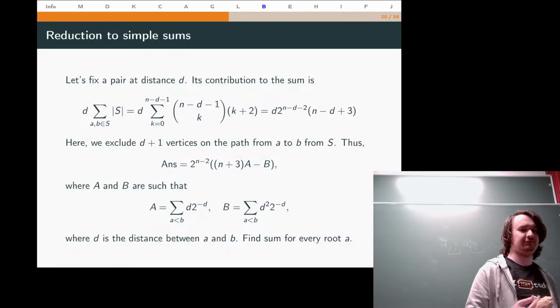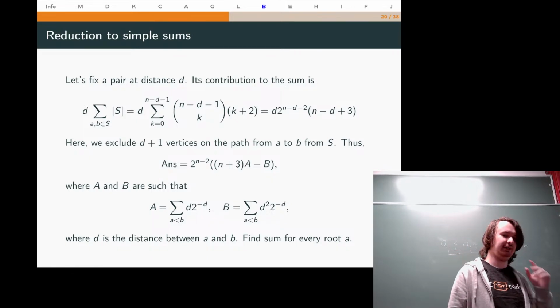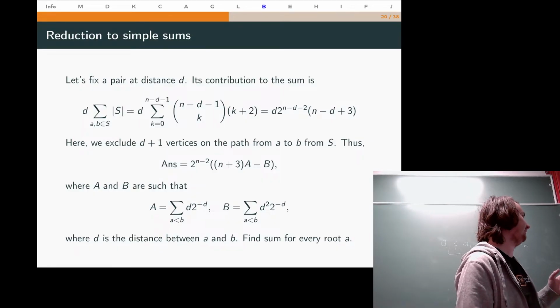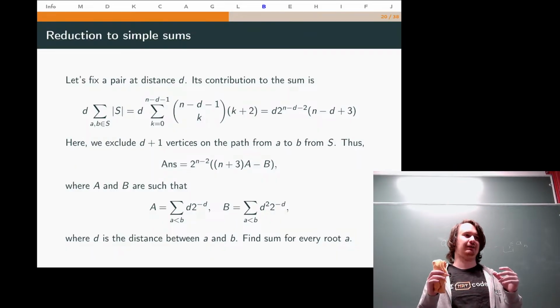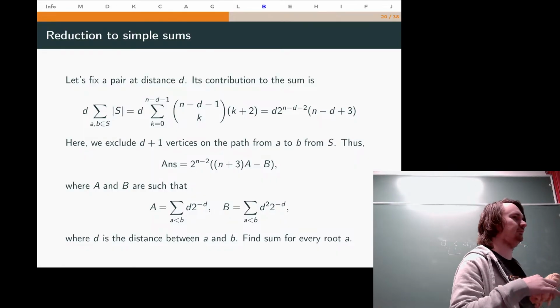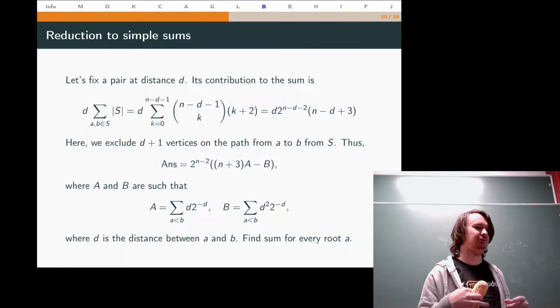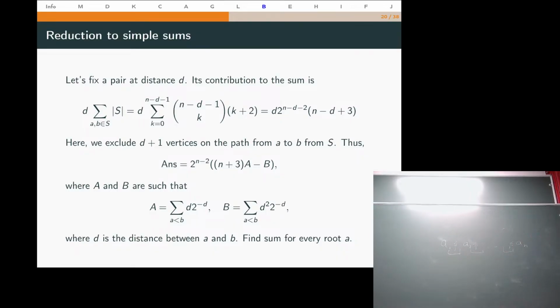So, let's say that we fix some specific distance d, and we consider two vertices A and B that have the distance d between them. Then in any subset in which the path between these vertices will contribute to the answer, we must not take any vertices that lie on the path between them, which means that we iterate here over the size of the subset for the remaining vertices.